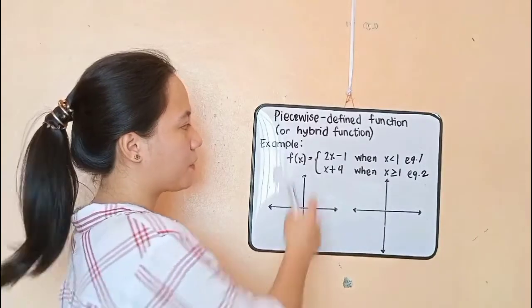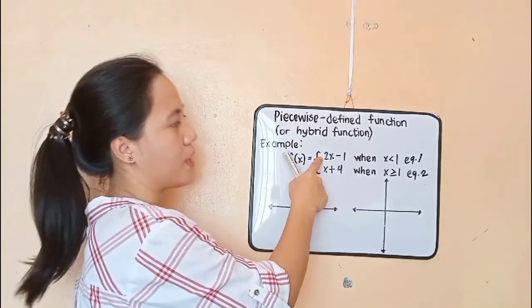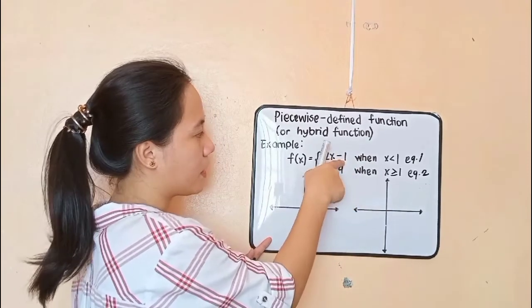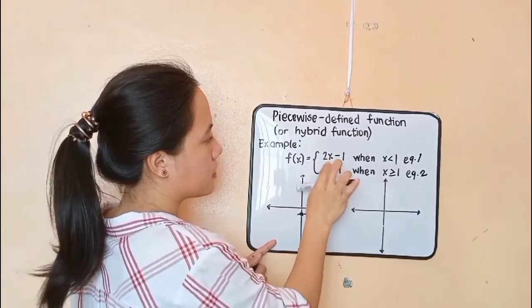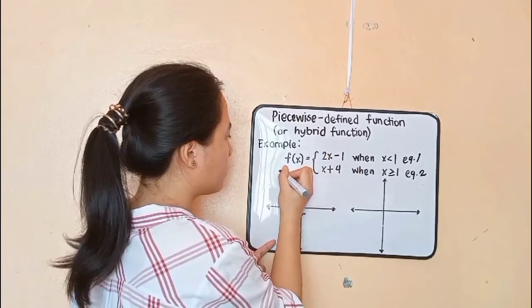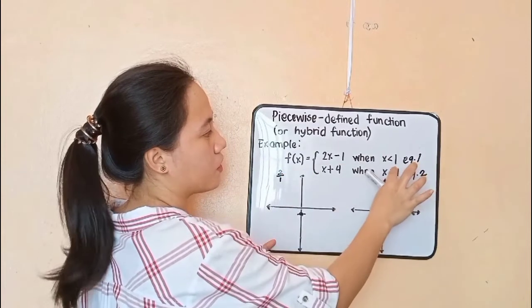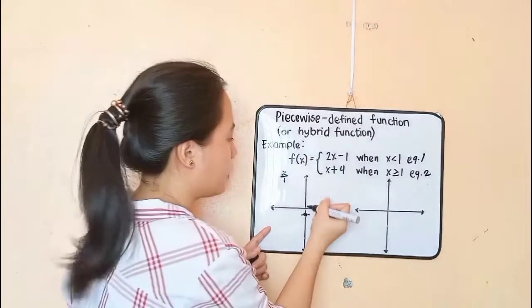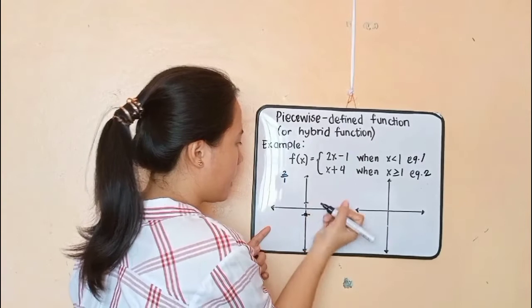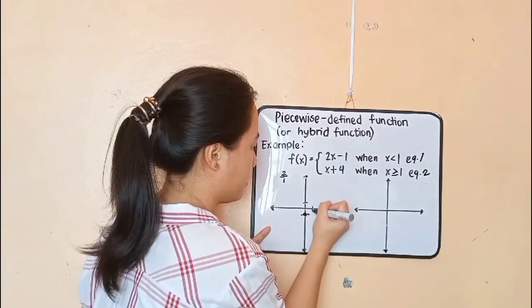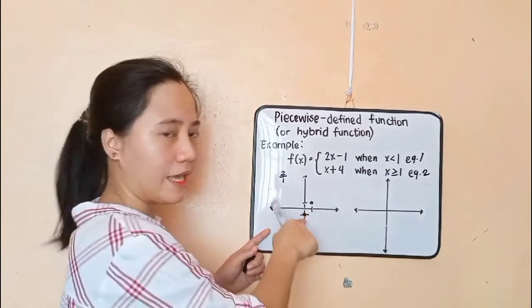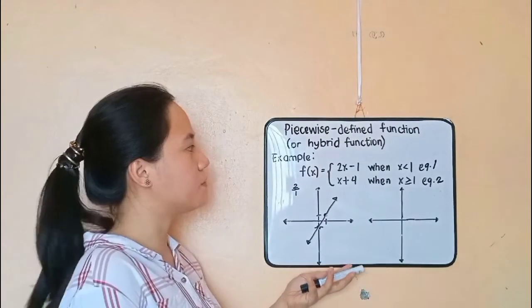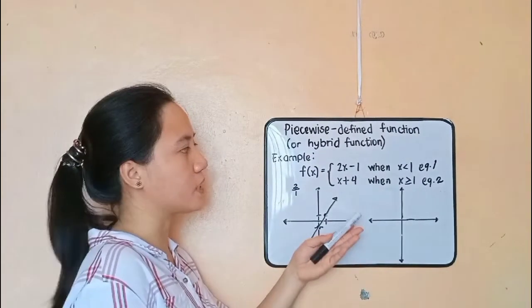Okay, first, let's graph the first equation, which is 2x minus 1. So this is negative 1. So we will put this negative 1 here. And this is 2x, so it will become 2 over 1 because of this. So rise over run, we will rise 2, so 1, 2. And we will run 1. So like that, and we will connect the points. So this is the graph of the first equation, which is 2x minus 1.